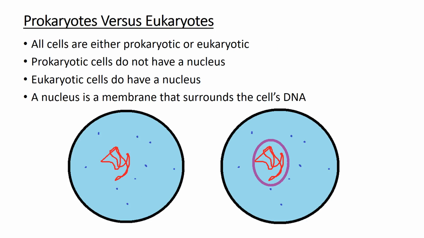All cells are either prokaryotic or eukaryotic. Prokaryotic cells do not have a nucleus, and eukaryotic cells do have a nucleus. And a nucleus is just a membrane that surrounds the cell's DNA. In these two images, the purple oval on the right represents a nucleus surrounding the DNA. The DNA is represented in red.